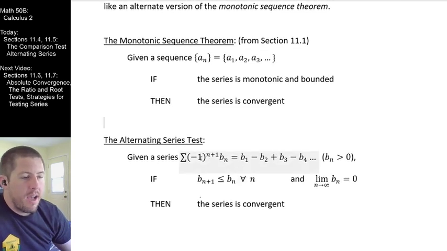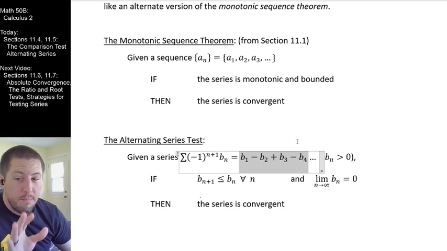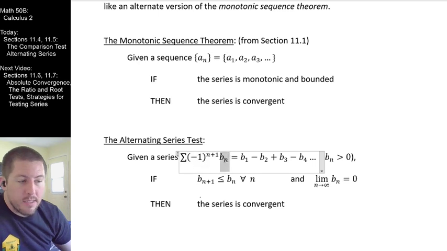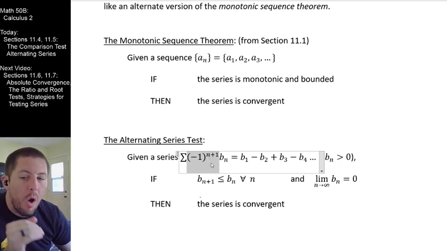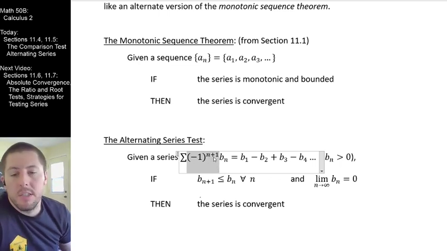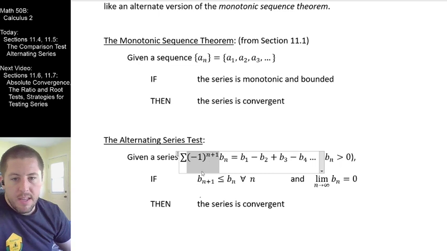Given a series of this form, where it looks like b1 minus b2 plus b3 minus b4, remember, and this is an important one for us here today, that this b sub n, the sequence associated with b sub n, is all positive numbers. Any negatives are always going to be handled by the alternating component that sits out front.